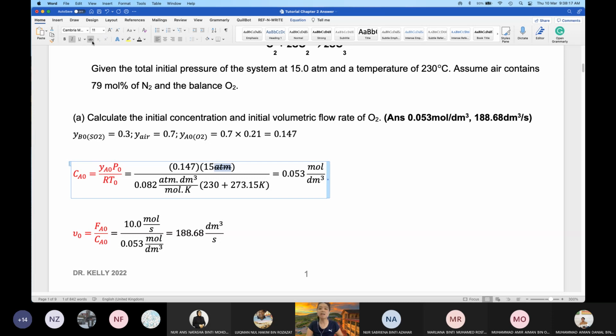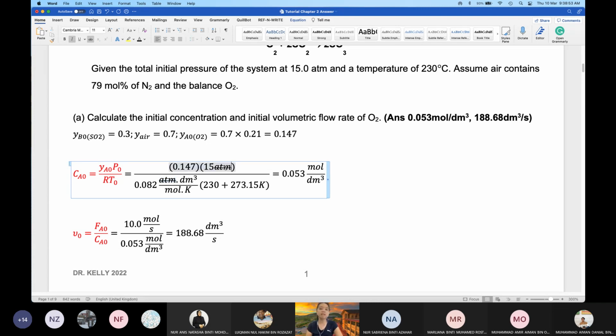So I will find the gas constant value of R with the atm unit. If you check, the only R with atm unit is actually 0.082 atm dm cubed per mole Kelvin. So by using this R value, it is different, because earlier we used 8.3144 kilopascal dm cubed per mole Kelvin. When it's atm, it becomes 0.082 atm dm cubed per mole Kelvin. So by doing this, I can already cancel my atm unit.